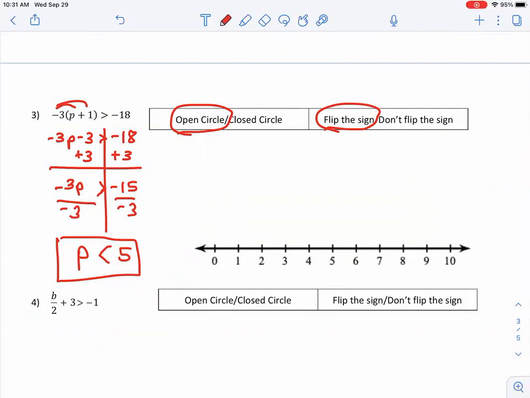So when I graph this, it's going to be an open circle at 5, because there's no equal sign. And I'm going to shade to the left because I want stuff less than.